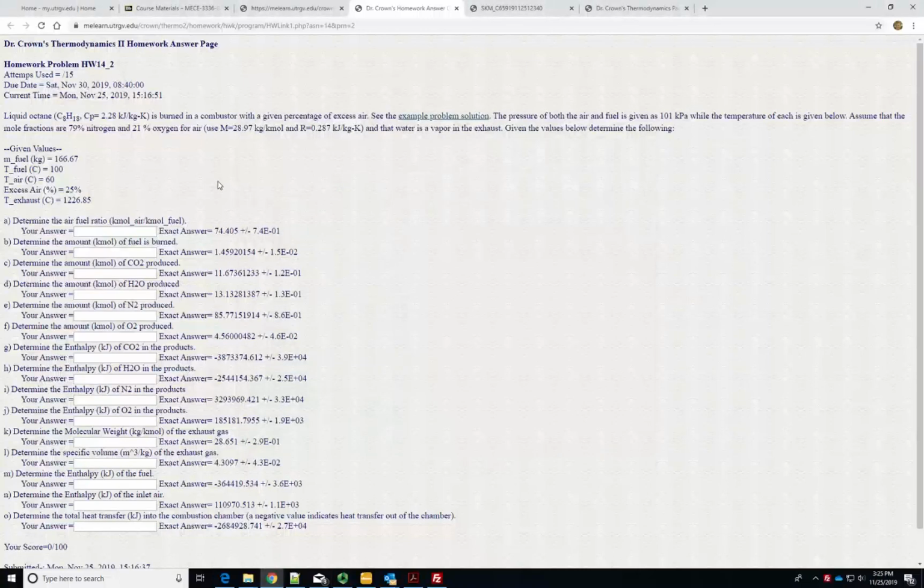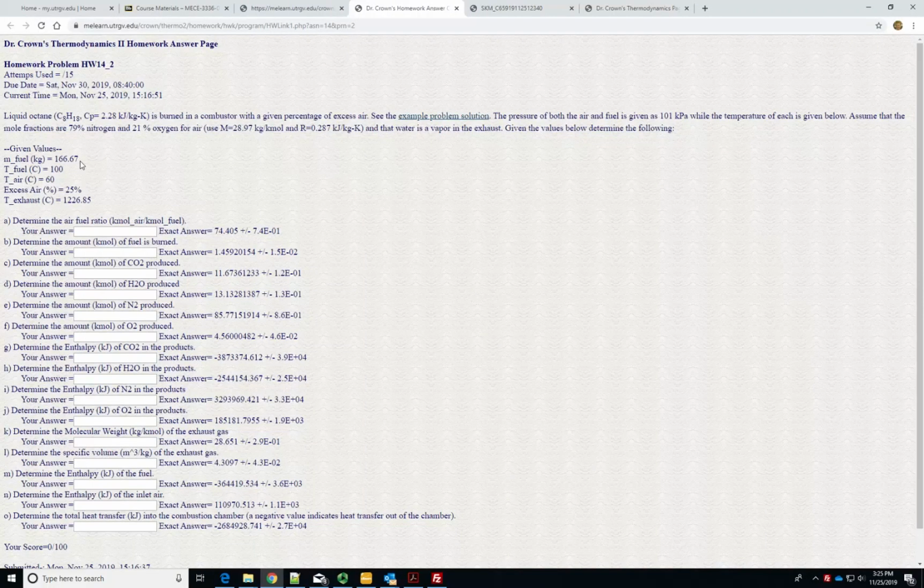Let's take a look at homework 14.2. This problem is liquid octane burned in a combustor with air and including some excess air. I have an example problem posted here so you can follow along with that as well. But let's just look through the problem. So we've got air as 21% oxygen, 79% nitrogen.